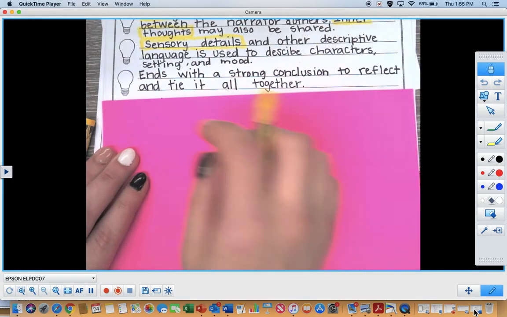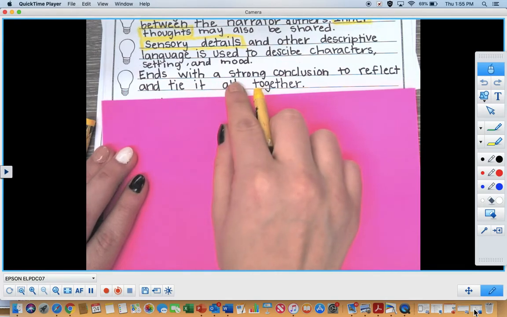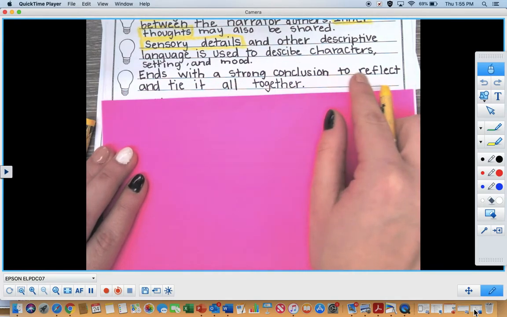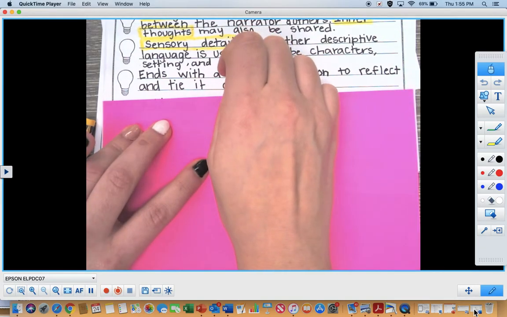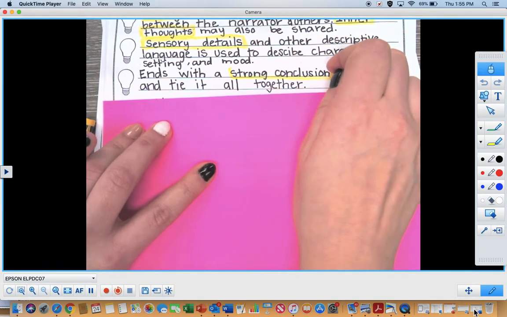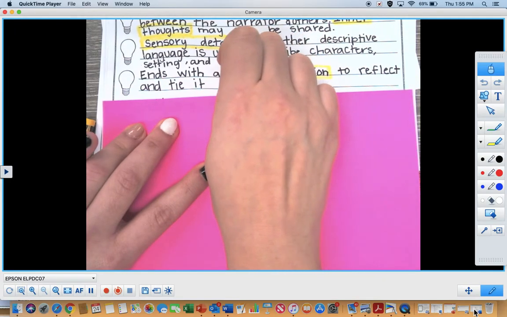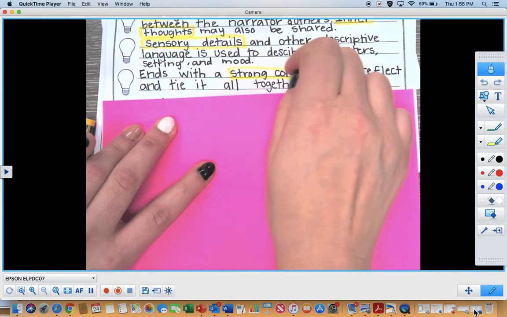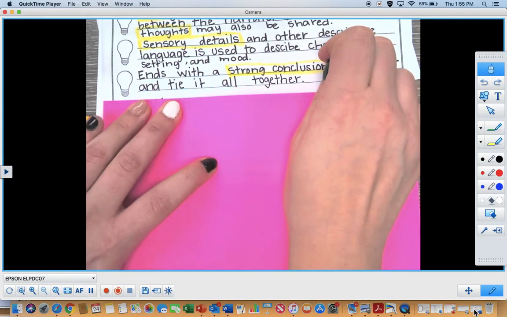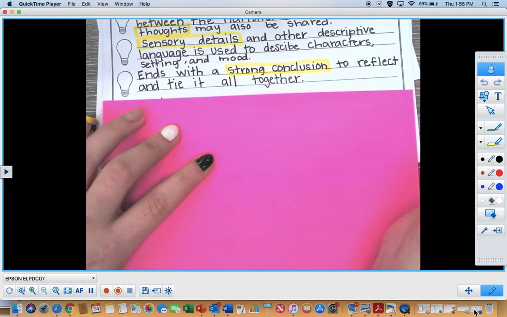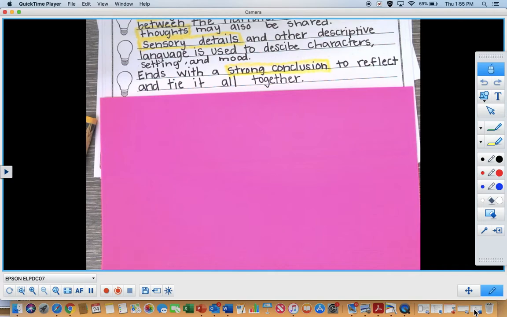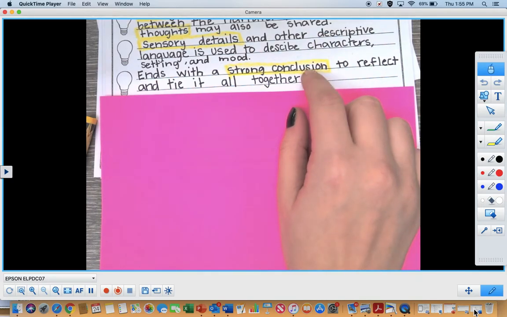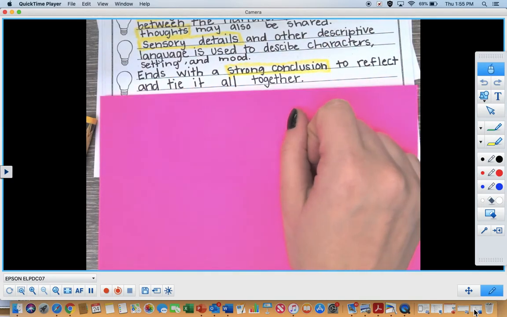And then finally, we end with a strong conclusion to reflect and tie it all together. So I'm going to go ahead and box strong conclusion. And the conclusion is so important because it ties it all together. You want to make sure your reader does not have any questions wondering, well, what happened after this? And so you want to make sure you answer all the questions before, and if you have not, then that is what your conclusion is for. And that is going to be it.